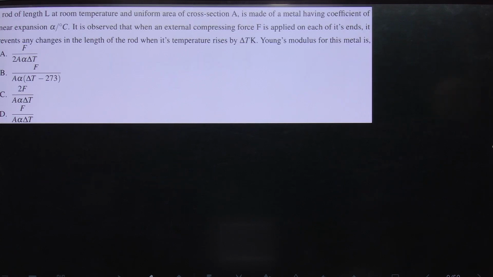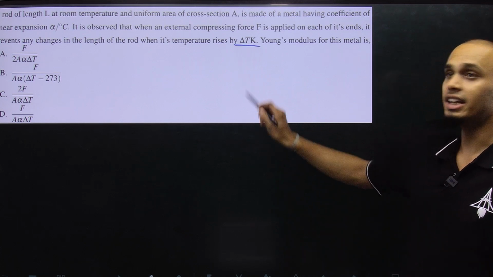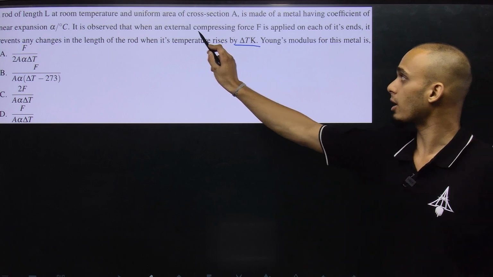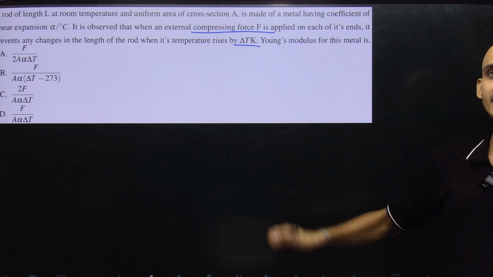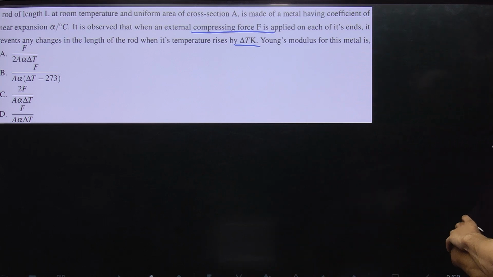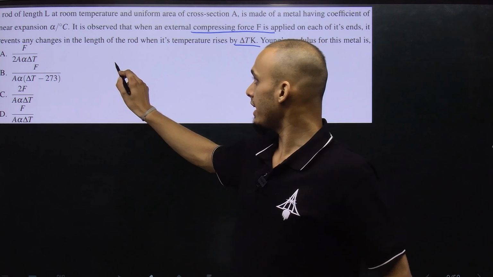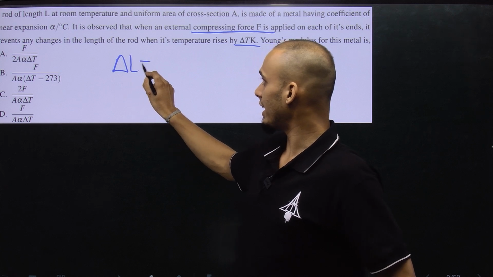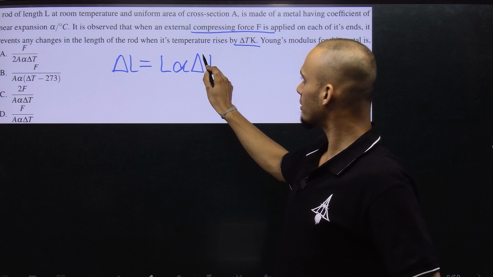Next question, we have a rod of length L at room temperature such that if we raise the temperature by delta T as well as apply some compressive force, then the change in length in it should be 0. We need to relate the Young's modulus to it now. Now we know that by heating a rod by delta T, the length of the rod changes as delta L is equal to length into coefficient into delta T.